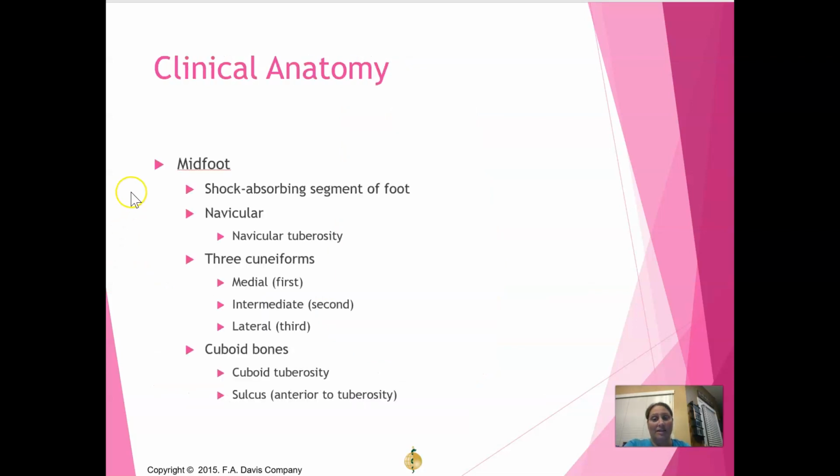So getting into that, midfoot, we are absorbing a lot of the shock when we are going through our gait pattern. So remember that first photo I showed you as far as the heel strike going through. The midfoot is actually absorbing a lot of the shock, and there is the potential for either the navicular, the cuneiforms, or the cuboid to absorb that.